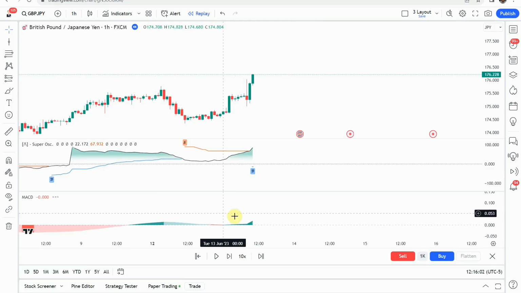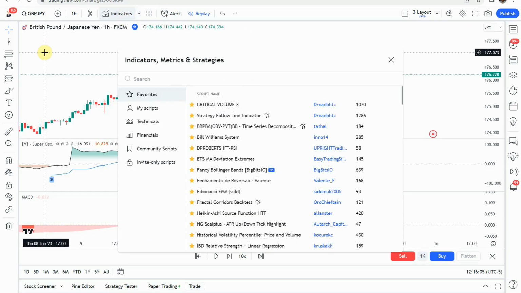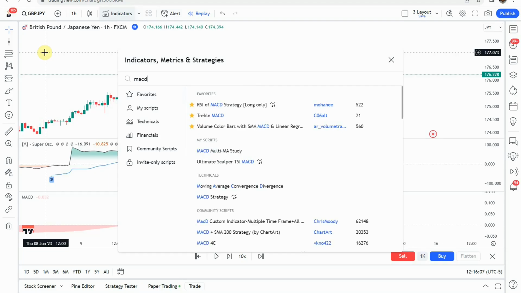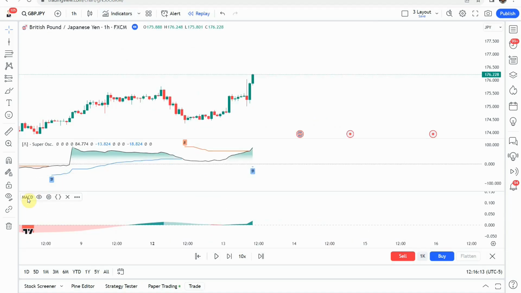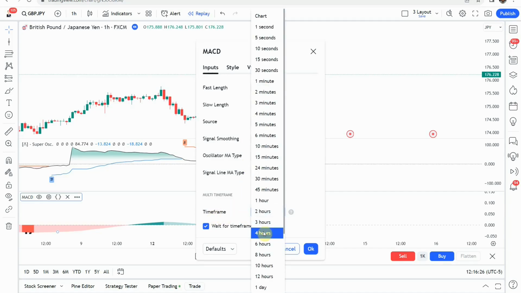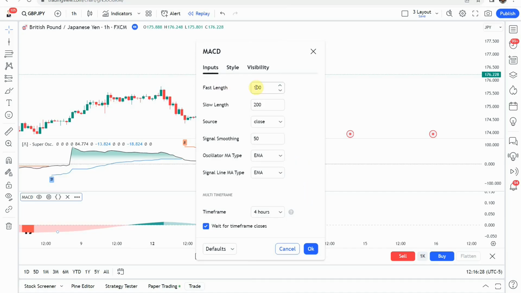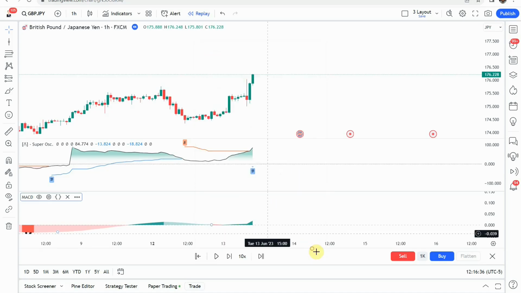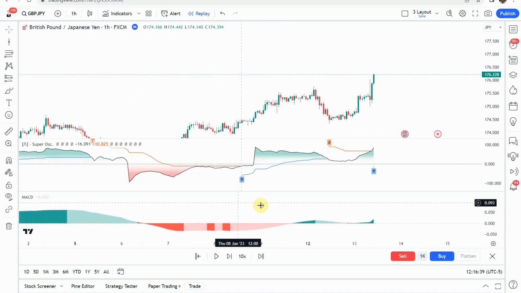The next indicator you are going to add to screen is just your standard MACD indicator. So your moving average convergence divergence, just the standard one that comes with TradingView. Once you have that on screen, you'll go into the settings and you will change the inputs to this right here. And then you will change the time frame to a 4-hour time frame like this. So fast length 100, slow 200, signal smoothing is 50. You'll make sure both these are on EMAs. And that will give you the MACD like you see here.